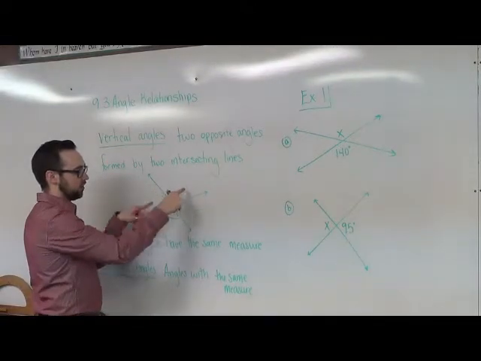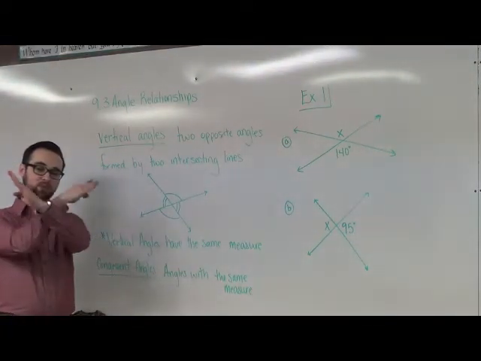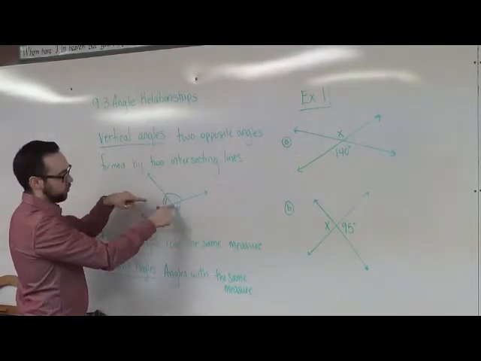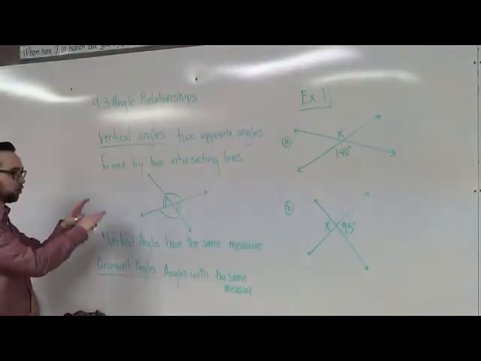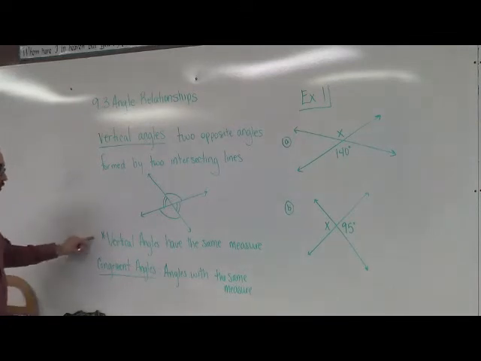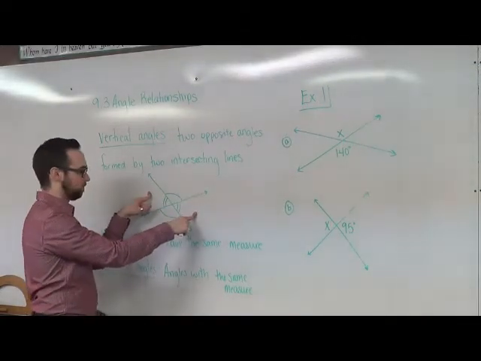We have one here and one here. Notice they kind of form that X mark, so they're in between the lines here and here. They're vertical from one another. Now these ones are horizontal, but if you were to tilt it, they'd still be vertical. They're across from each other, they're opposite. The important thing to recognize, vertical angles have the same measure. So these two are the same, and these two are the same.